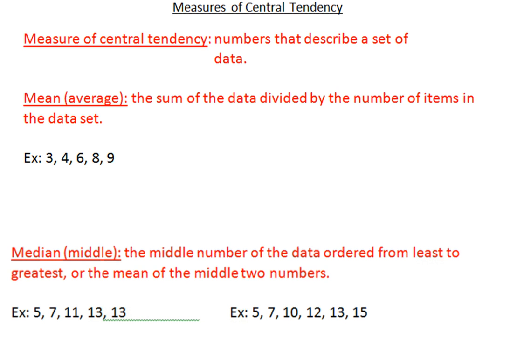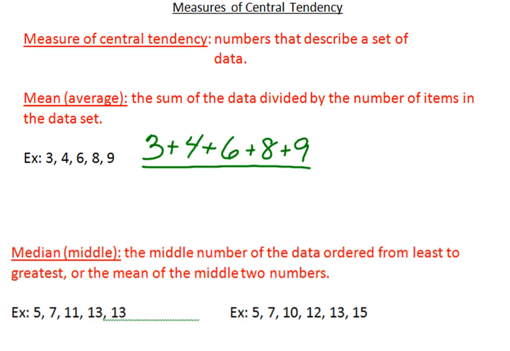And that means you're going to add all the numbers in the data and divide by how many numbers there are. You're going to fill in the notes that you received in class as I go through it with you on the Edpuzzle. So to find the mean of these numbers, we're going to add the numbers together. 3 plus 4 plus 6 plus 8 plus 9. And we're going to divide by how many numbers are in this data, which is 5 numbers.